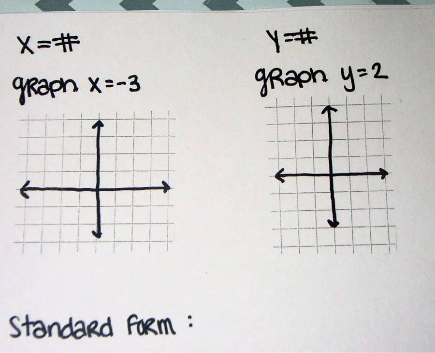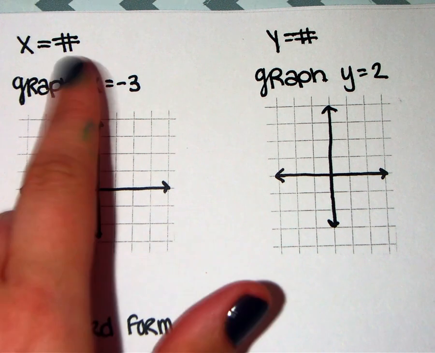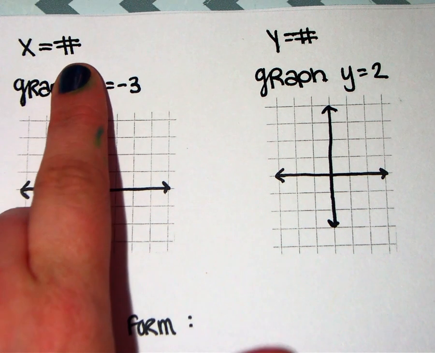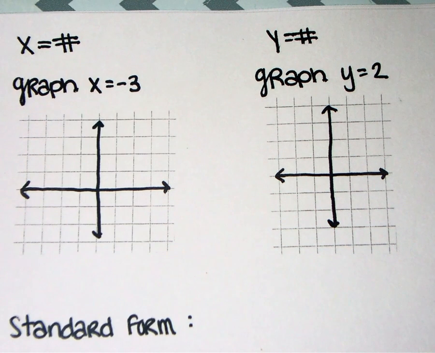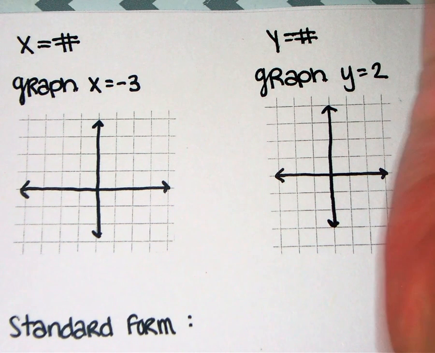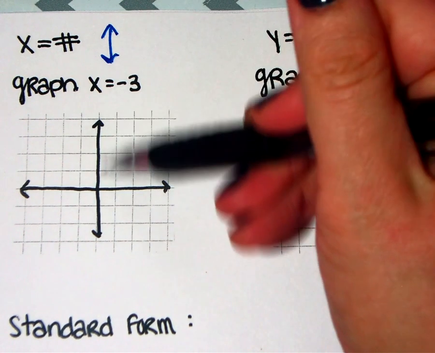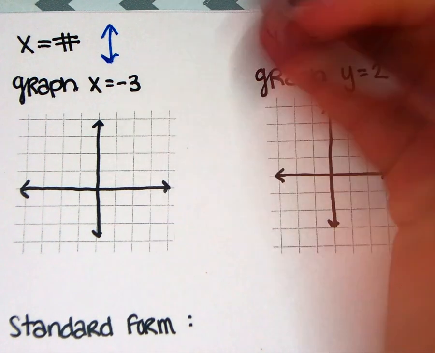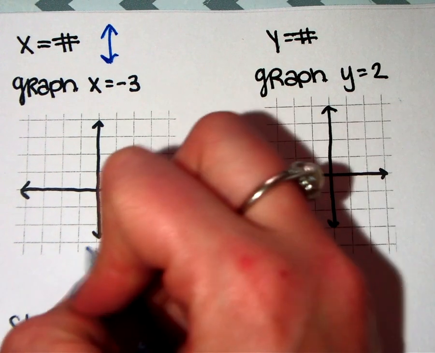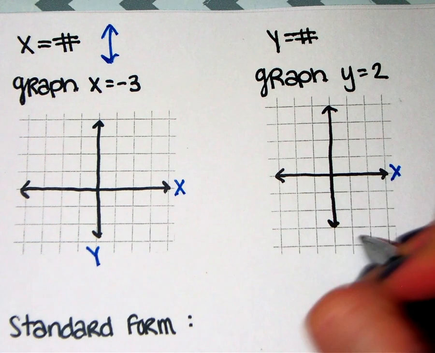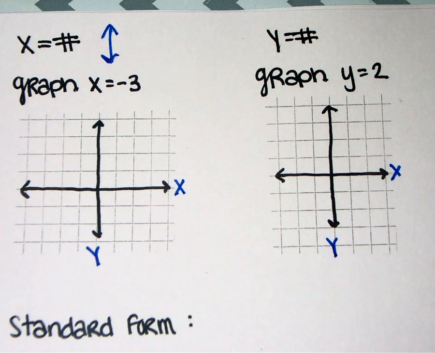Graphing x equals some number, and I'm just using the number symbol because it could literally be any number. It could be 0, it could be 7, negative 7,000, 4/5. It doesn't matter. X equals some number. X equaling a number is always going to be a vertical line, meaning it's going to be parallel to the y-axis. So if you're unsure, x is horizontal, y is vertical.